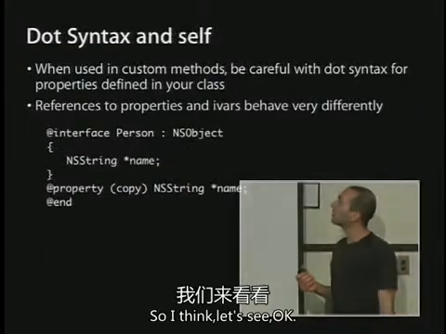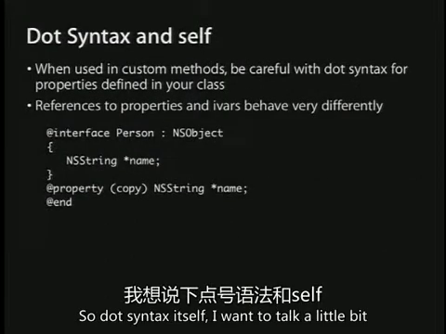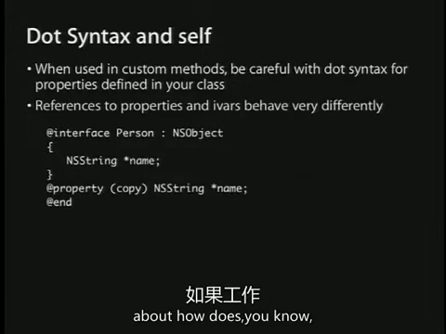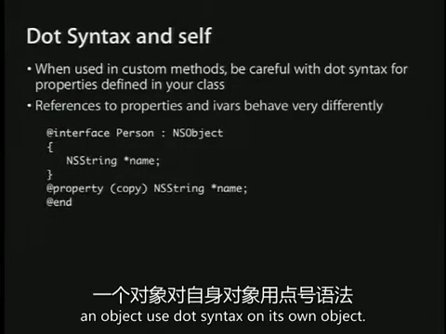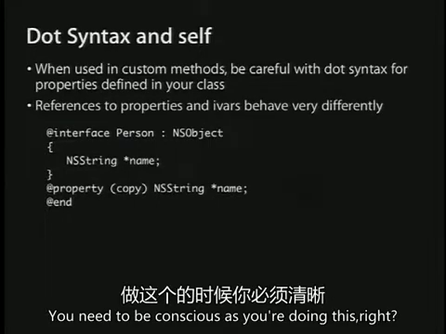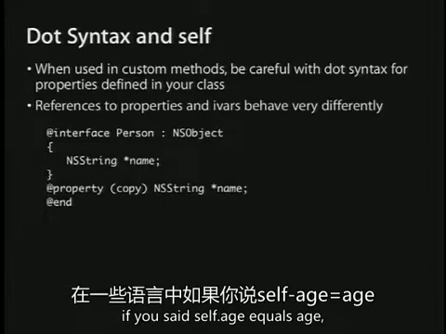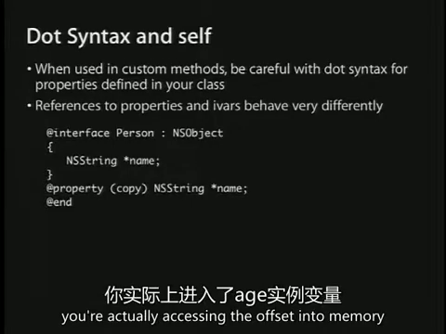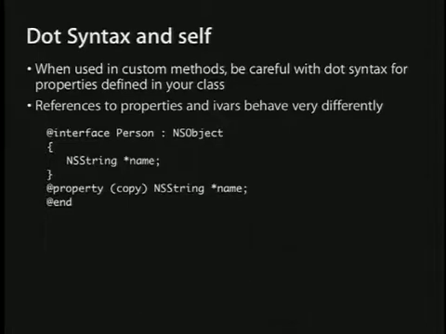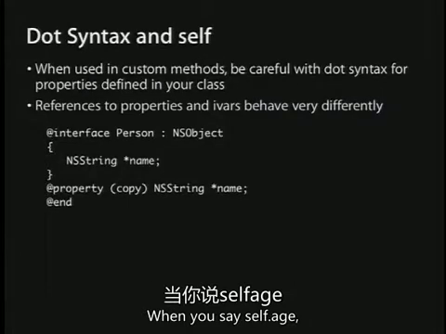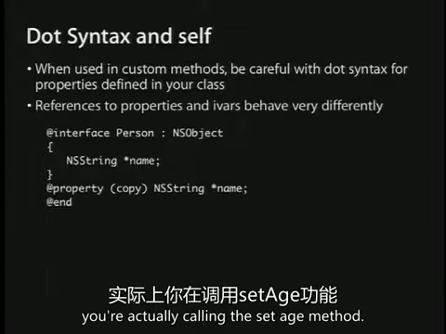Okay, so dot syntax itself. I want to talk a little bit about how an object uses dot syntax on its own object. You need to be conscious as you're doing this, right? With properties and IVARs in some languages, if you said self.age equals age, you're actually accessing the offset into memory of the age instance variable. In this case, you're not. When you say self.age, you're actually calling the setAge method.